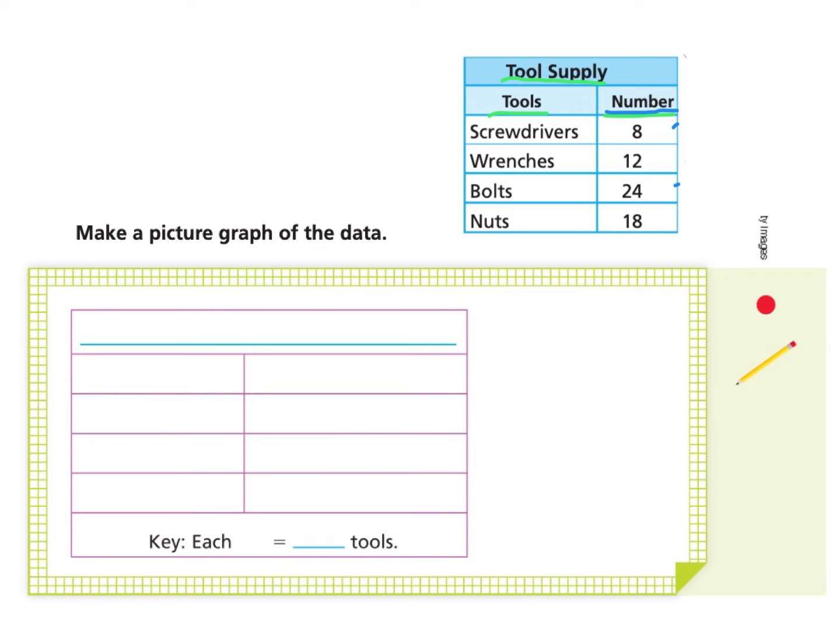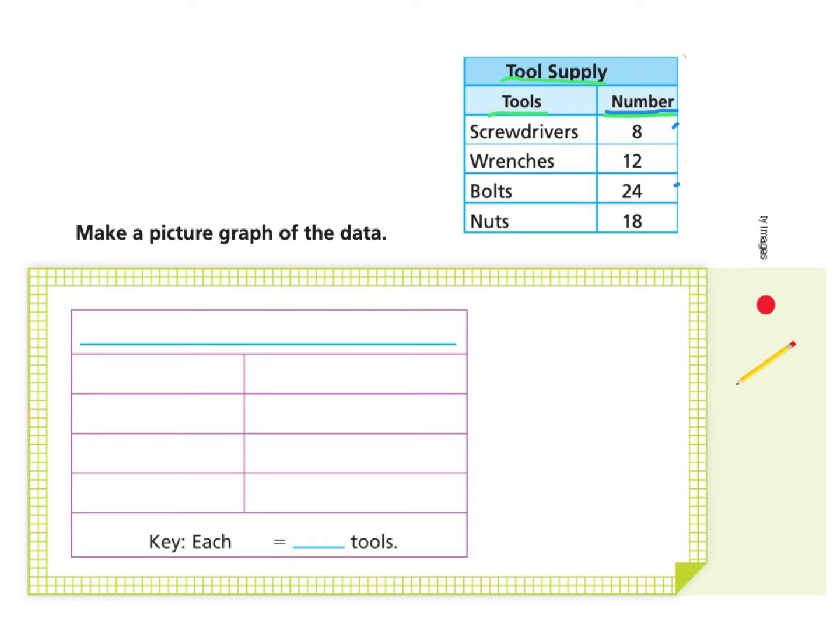Okay, so now we are ready to make a picture graph of the data. So I have brought over the tool supply graph that Mr. Home used, and we've already worked out some of the details with parts A, B, and C, and now it's our turn to create the pictograph.